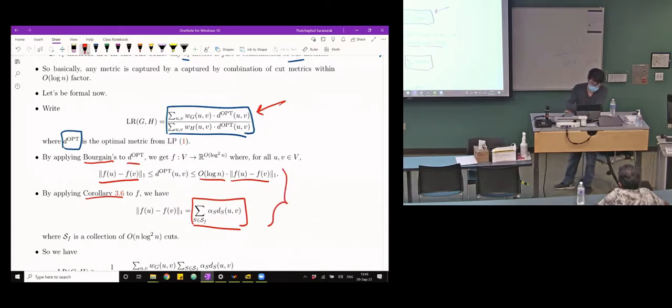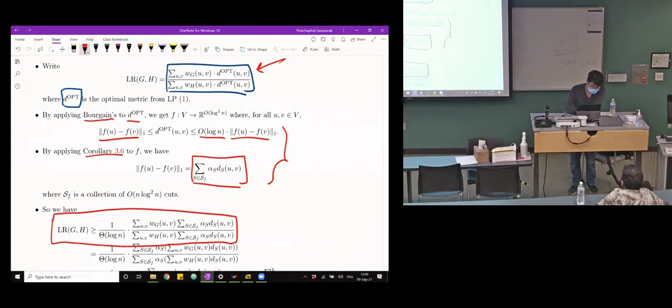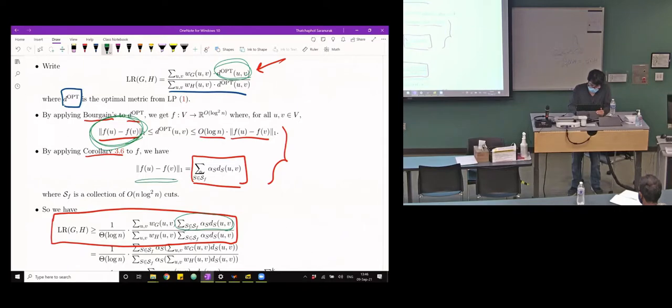Okay, so using these two things together, then we have this, right? So why? Because this thing is at least this, which I just write here. So maybe I should say this thing is at least this thing, and then this thing is just exactly this. So we have this.